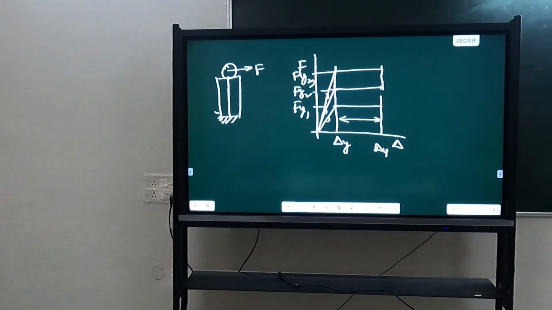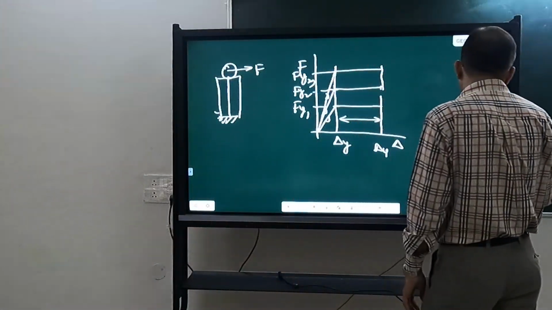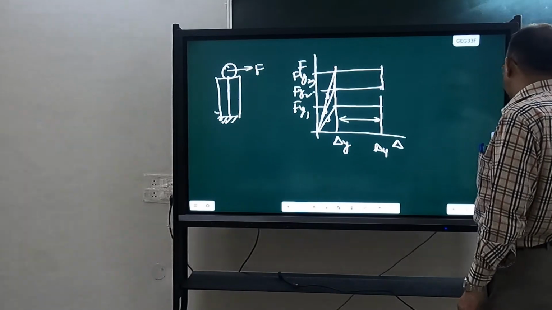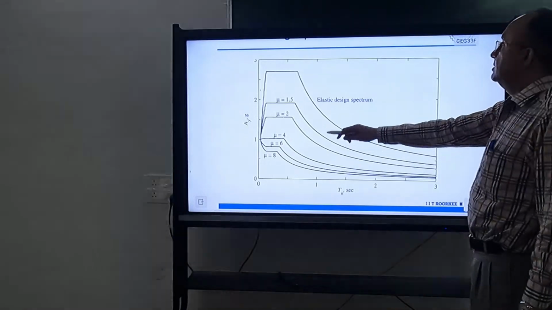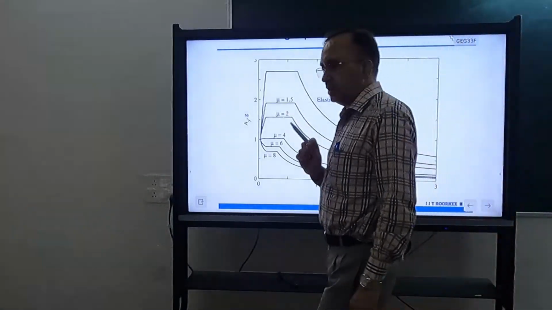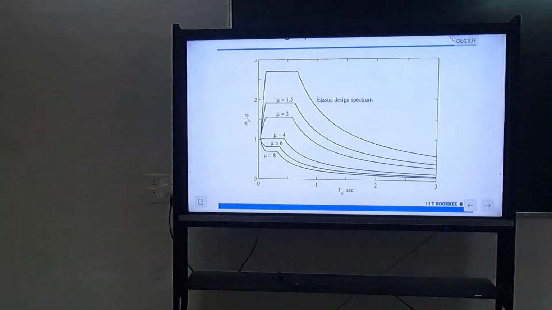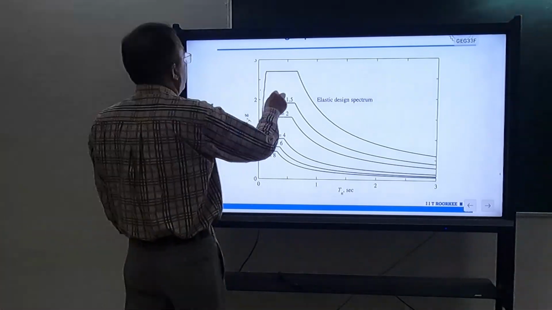Using this, there is another possible method of performance point evaluation. The constant ductility spectrum or yield spectrum, you can draw very easily. You need not perform so many analyses. I have told you that you have to perform analysis, then at each period you have to do iterations for different values of Fy so that you get the targeted ductility. All that is not needed. You can do it very easily.